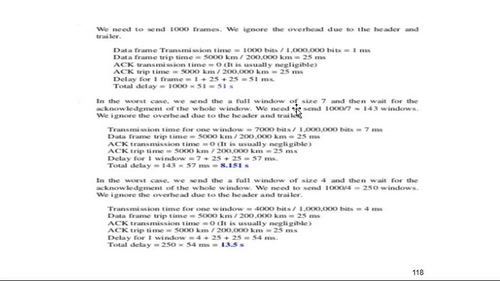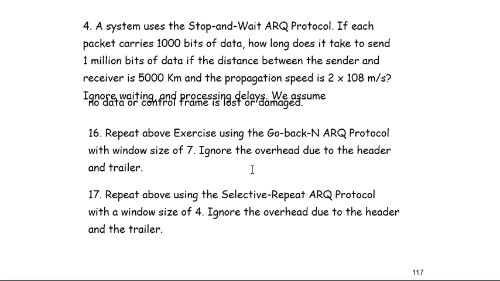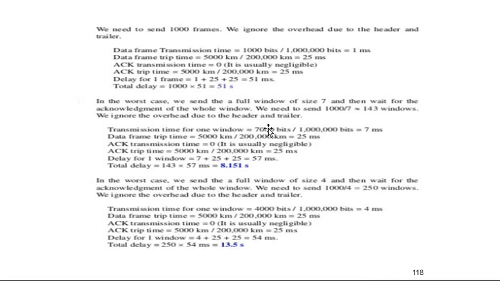So in the worst case, full window size of 7 and then wait for acknowledgement for the whole window. So we need to send this 143 window. We ignore the overhead due to header and trailer.